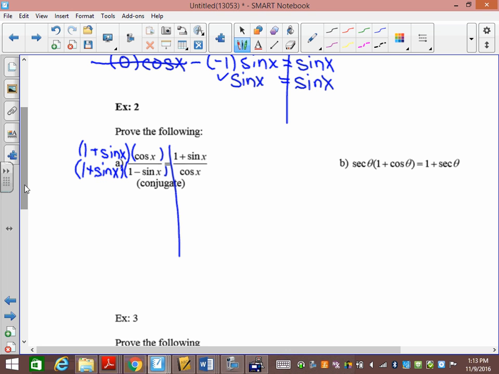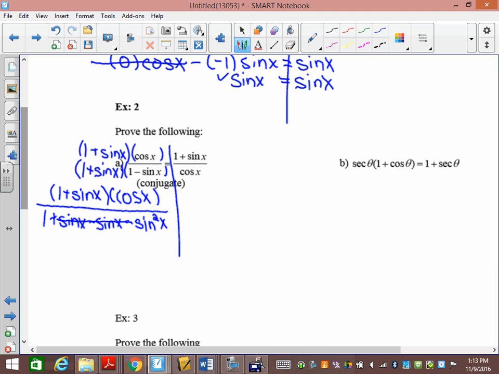So we're going to get 1 plus sine x times cos x, all over 1 times 1, which is 1, plus sine x times 1 is positive sine x, minus sine x times 1 is negative sine x. Sine x times negative sine x is negative sine squared x. Those cancel. And I'm left with 1 plus sine x over cos x here.